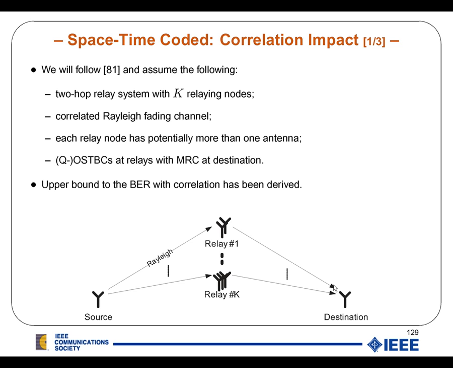Now let's have a look at the impact of correlation or at power assignment to the relays. And we follow paper 81 here, assuming a 2-hop system, again relay channels. But what we assume here is that each mobile terminal might be equipped with more than one antenna. Therefore, naturally, correlation will occur, and we would like to quantify its impact.